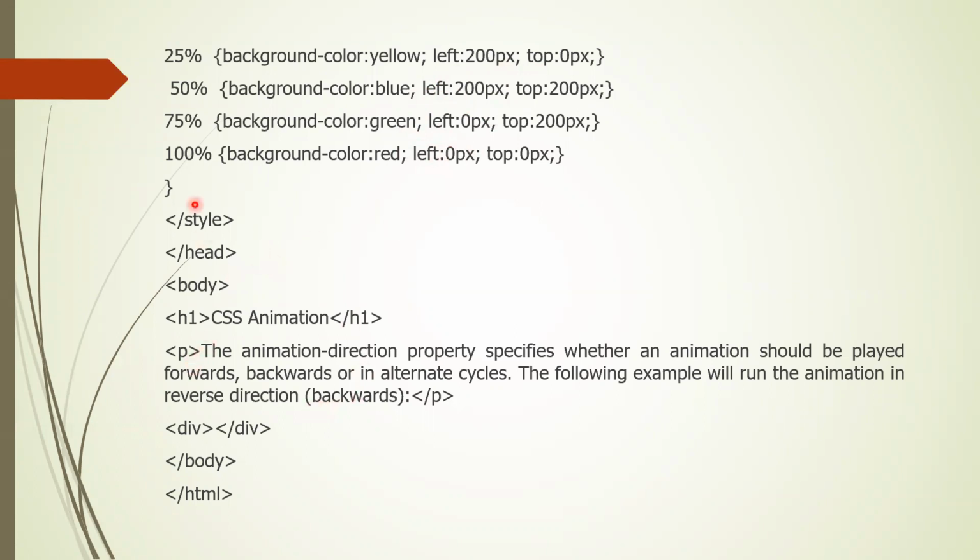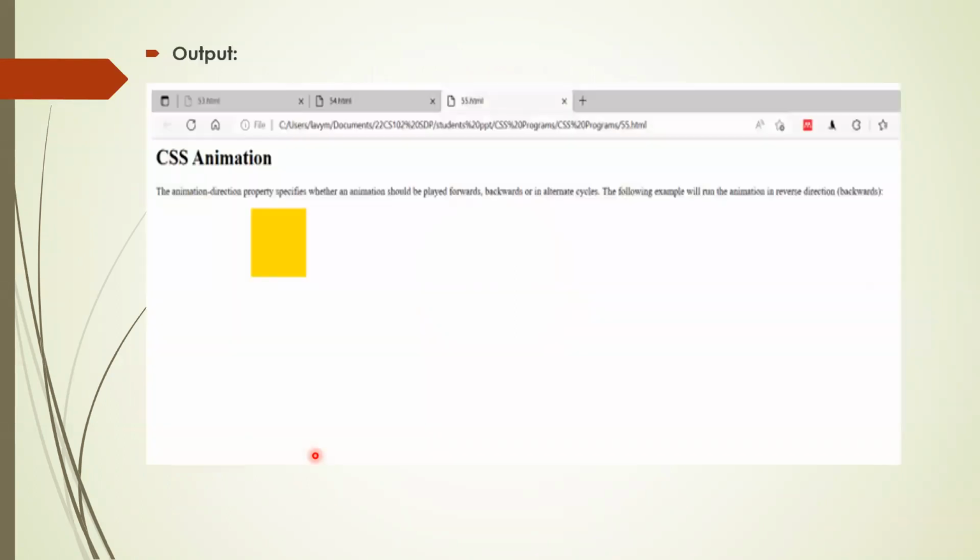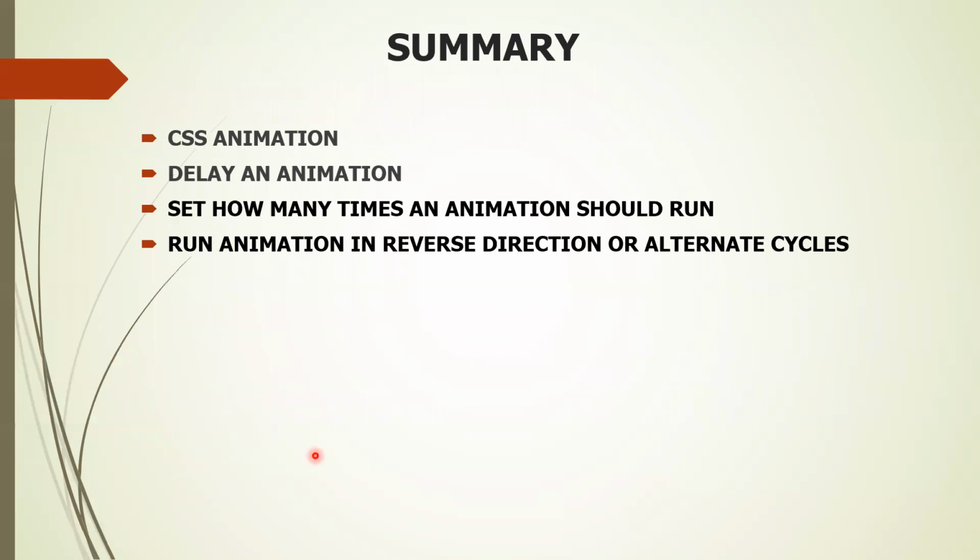So the example explanation is given in this paragraph. The animation direction property specifies whether an animation should be played forwards, backwards, or in alternate cycles. The following example will run the animation in reverse direction. Output is given here.